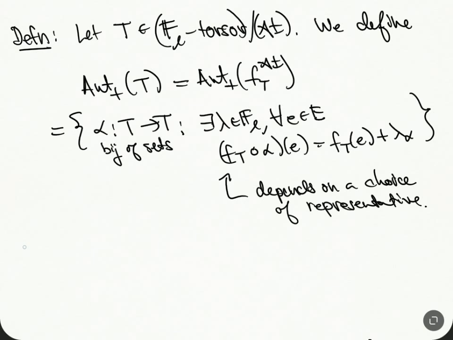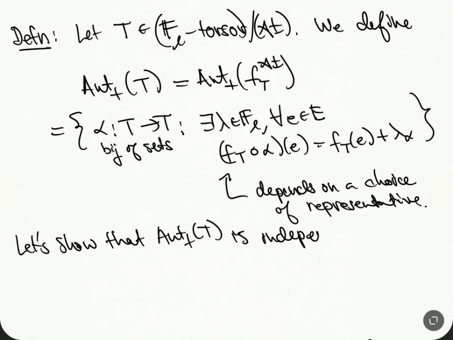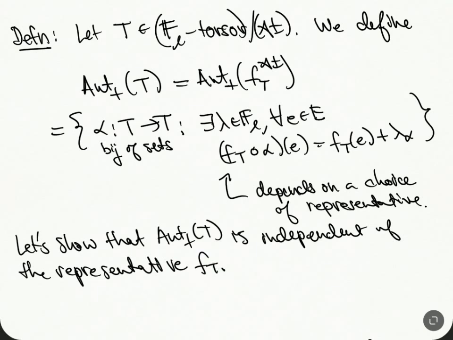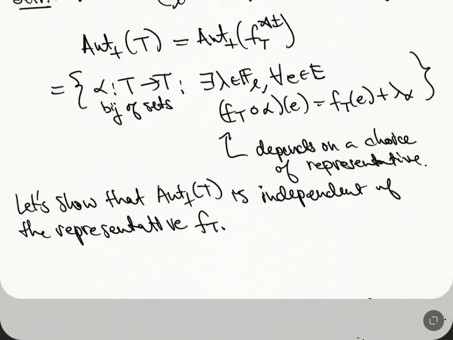Okay, and I want to show that it's independent of the choice. So let's show that Aut plus T is independent of the representative FT. Okay, so let's prove this. So how do we get another representative? All the other representatives are just orbits of this guy here.